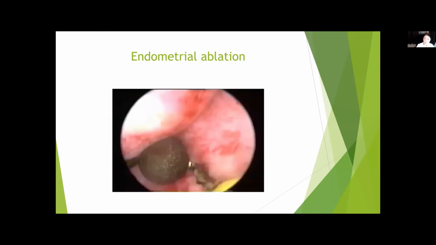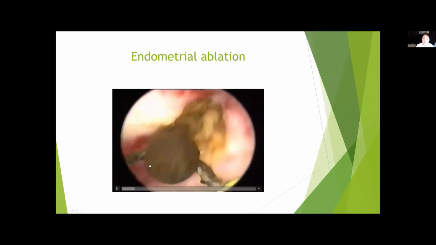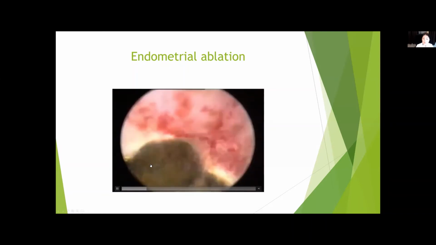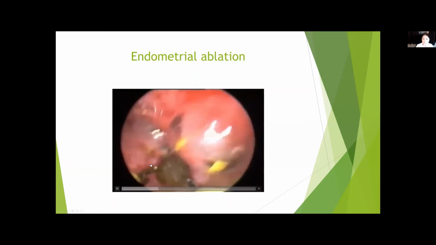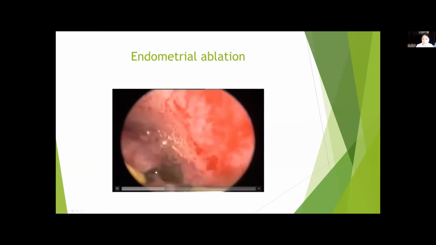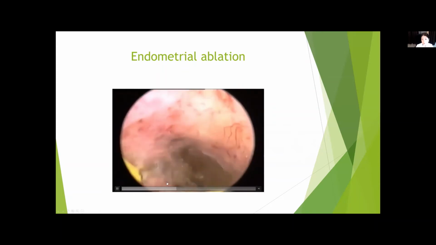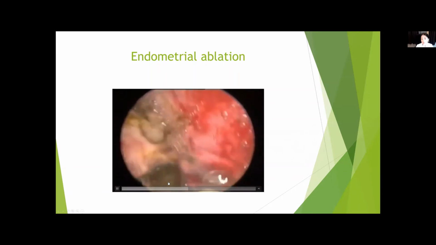In this video, I wanted to show you the endometrial ablation by using this ball monopolar electrode by hysteroscopy. You can see the electrocoagulation and destruction of the surface of the endometrium, which is hyperplasia.